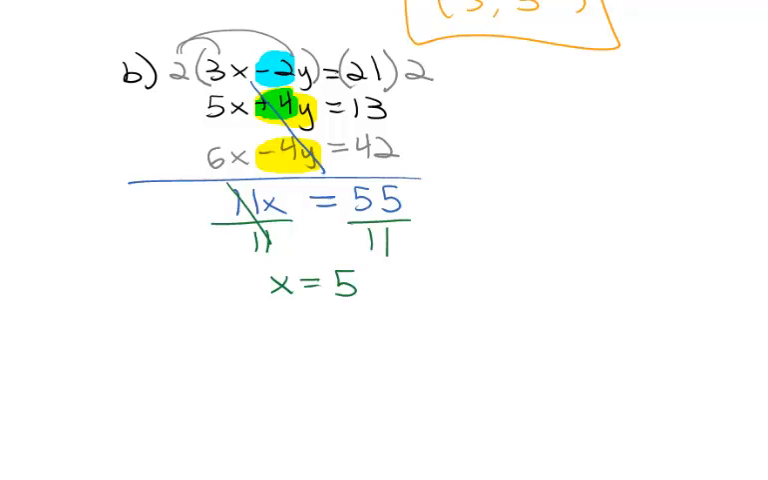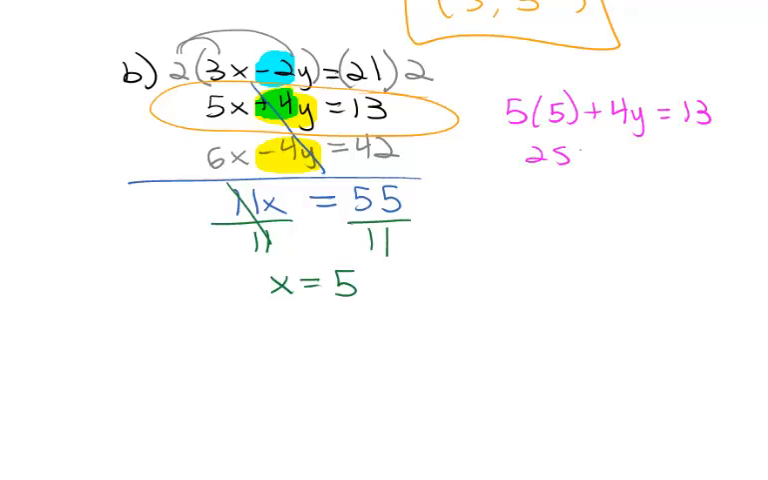To find y, we go back to either of the original equations. It doesn't really matter which. I'm just going to pick the second one because, well, why not? So it's 5x. We just found out x was 5. Plus 4y equals 13. Well, 5 times 5 is 25. Plus 4y equals 13.